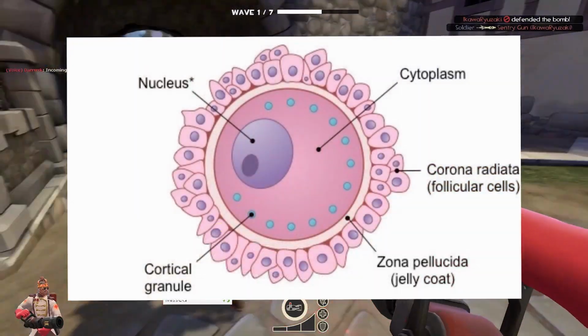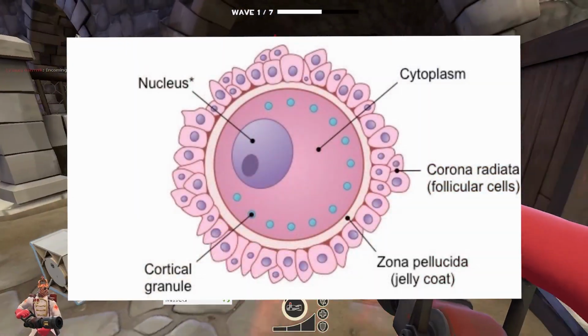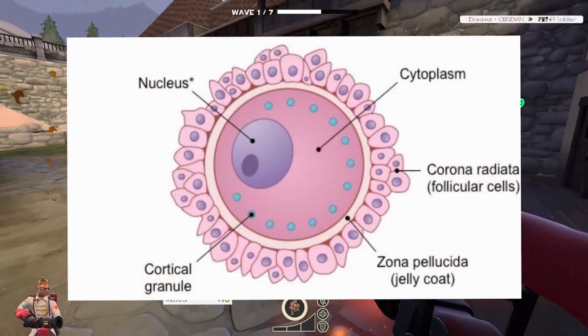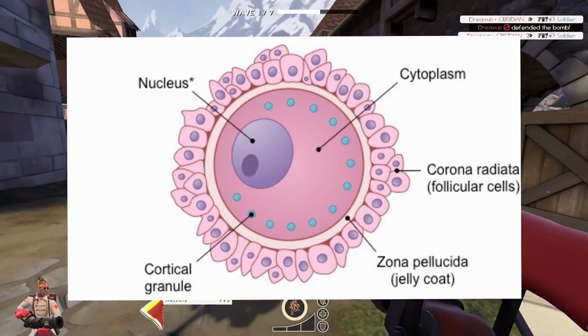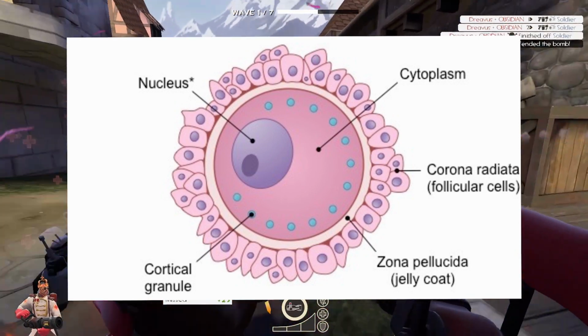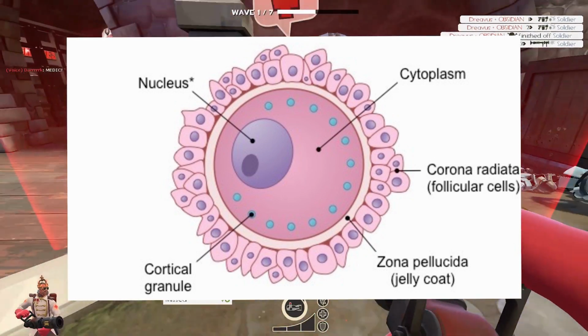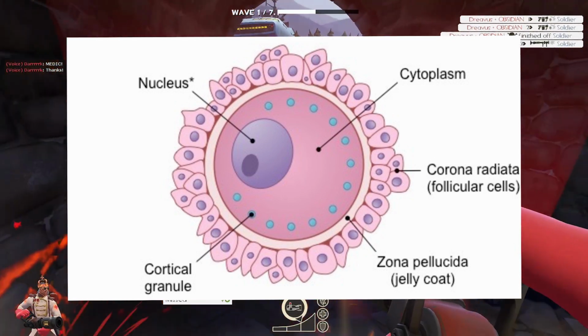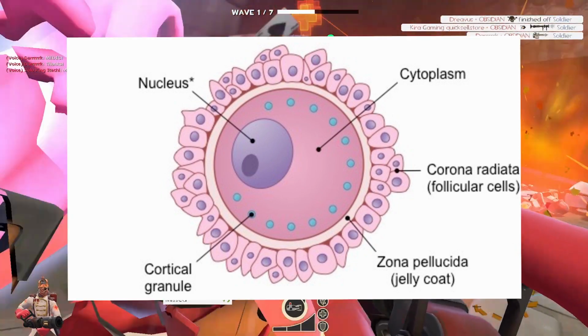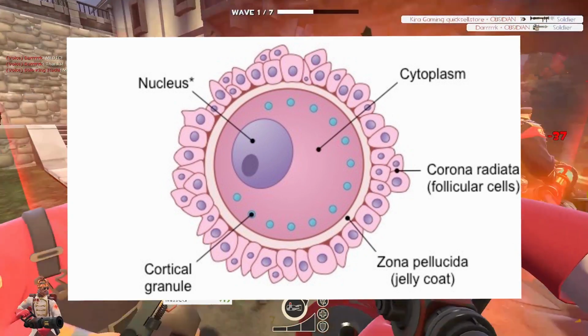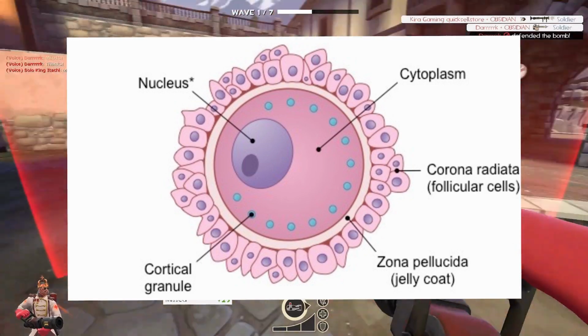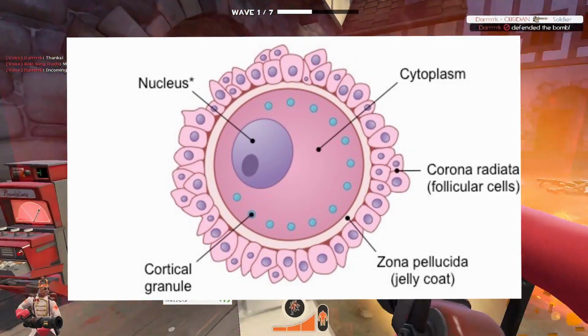And now we have the ovum. The ovum has a spherical shape, and unlike the sperm, which contains the tail or flagellum, the ovum cannot move by itself. So the structure contains the cell membrane, the jelly coat, the nucleus, which contains the genetic materials of the female parent, and the cytoplasm.